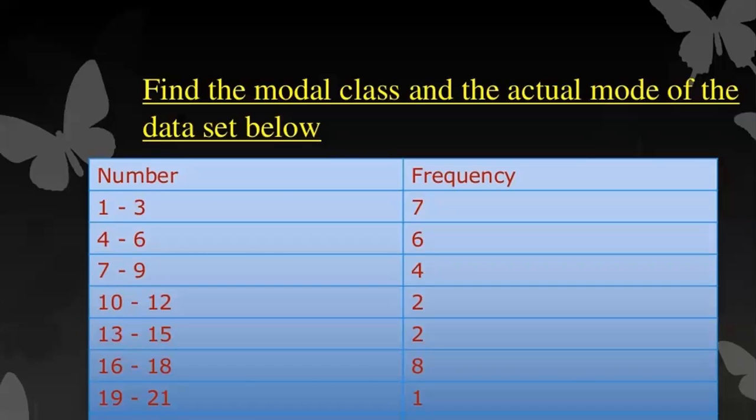Now there is an example, and I have to explain this example to you. Numbers are given here: 1 to 3, 4 to 6, 7 to 9. Is this an exclusive series or an inclusive series? Can anyone tell me? It is an exclusive series.